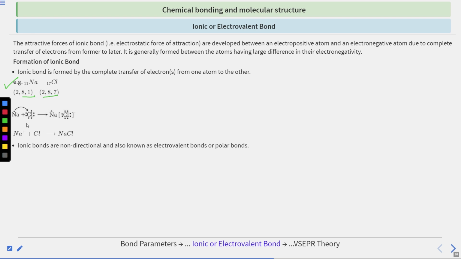This is the electronic configuration: sodium has one electron in its outermost shell, and chlorine has 7 in its outermost shell. Chlorine needs 1 electron to be stable, and sodium needs either 7 electrons or to lose 1 electron to become stable. So sodium will react with chlorine and donate just 1 electron to the chlorine. Chlorine becomes stable and sodium also becomes stable, and they form a compound known as NaCl, right? Ionic bonds are non-directional and are also known as electrovalent bonds or polar bonds. Okay. Thank you.